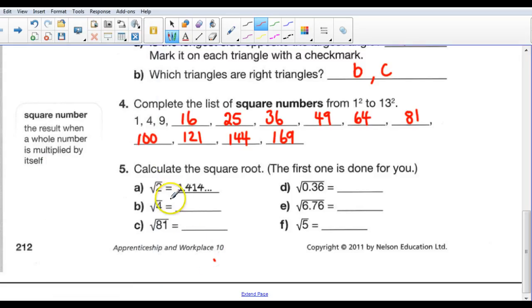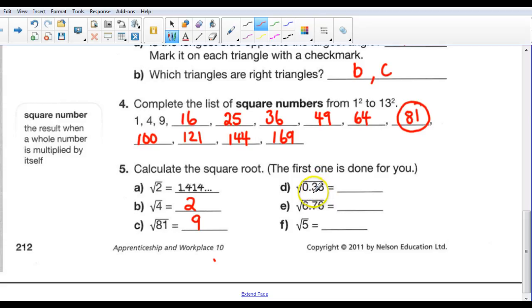Okay, so the square root of 4. Well, the square root of 4 just means what number multiplied by itself twice will give me 4. And the square root of 4, another one I've memorized, is just 2, because 2 squared, or 2 times 2, is 4. The square root of 81, what whole number multiplied by itself will give me the answer of 81? And that is the number 9, because you can see 9 squared was 81 up here.